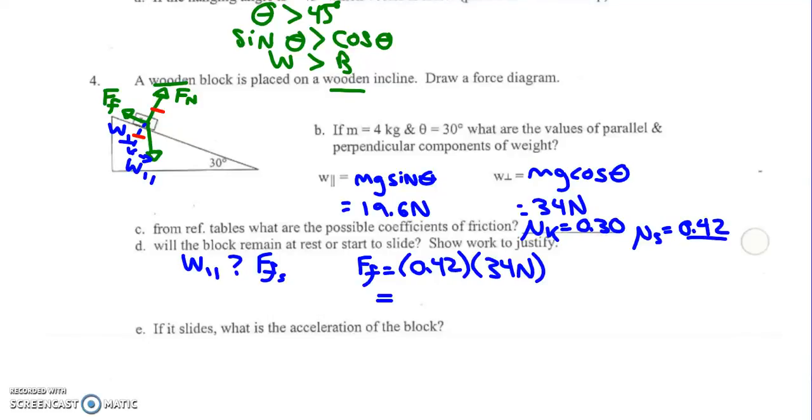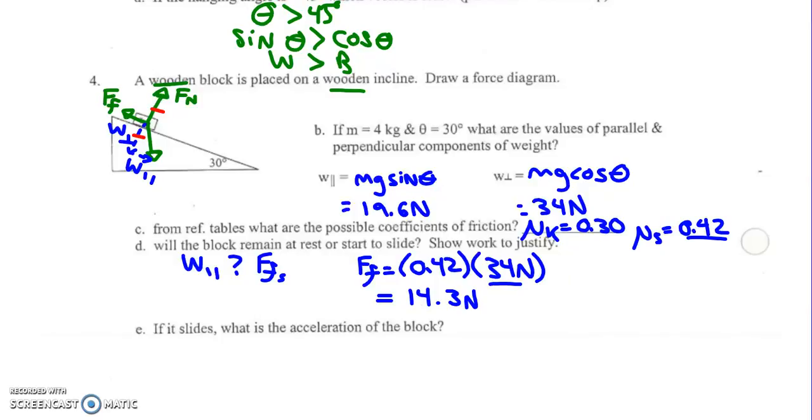Okay, so we're going to continue the previous problem and then pick up with the rest of the review. All right, so we were looking at the force of friction. We just ended with figuring out that the normal force was the same as the weight perpendicular, and so that gets us a frictional force of 14.3 newtons.